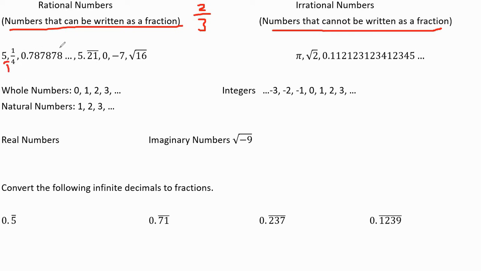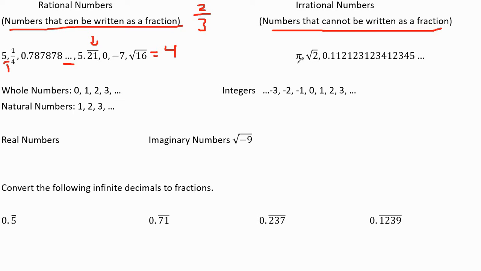1/4. 0.787878... There's a little 3 dots right there. It's going on forever, but because the numbers are repeating over and over again, it can be turned into a fraction, and is therefore rational. 5.21 with a little line over the top of it means the 21 is repeating over and over and over again. That makes it rational. 0, -17, and the square root of 16 are also rational because we can put that in the calculator and it would give us 4.